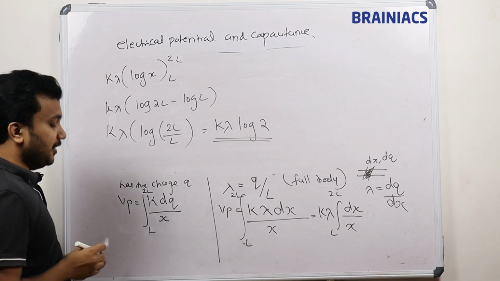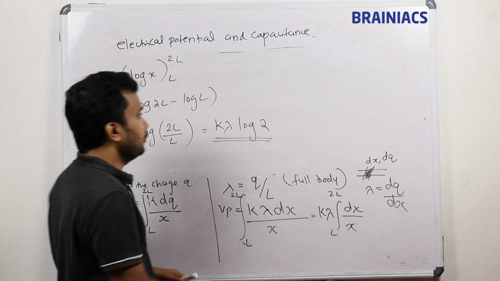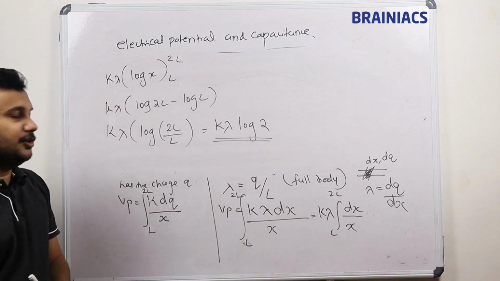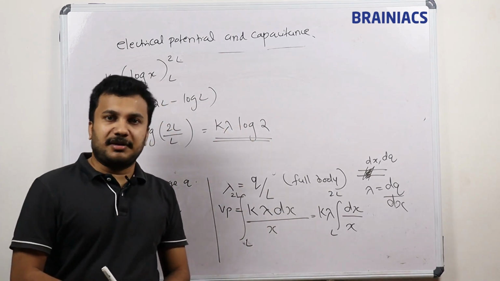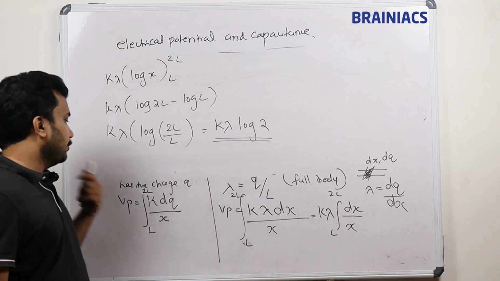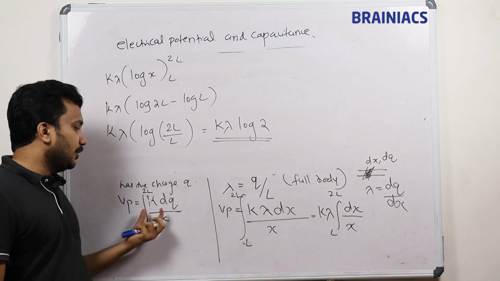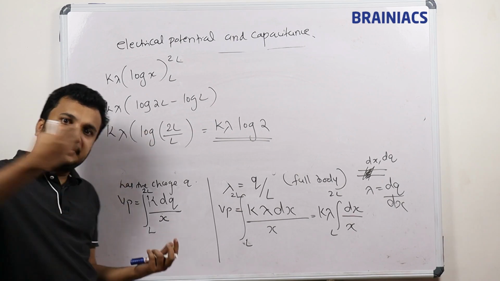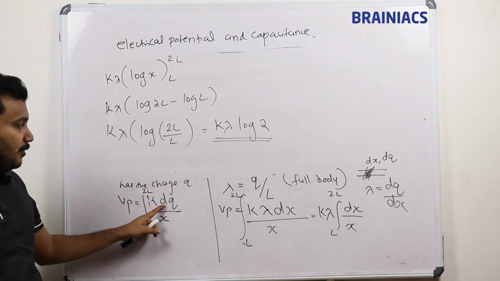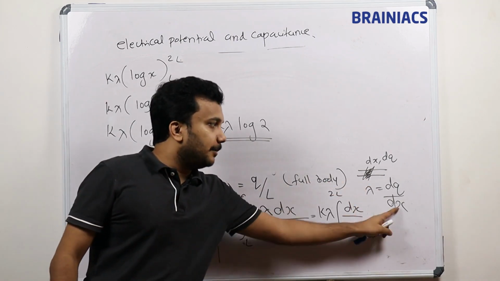This question is one of the previous year JEE Main questions. k lambda into log 2 is the right answer for this question. We start with the potential: integral from L to 2L of k dq by x. X is changing from where to where? L to 2L. What is dq? dq is equal to lambda into dx.